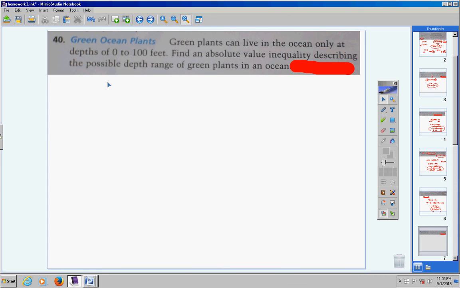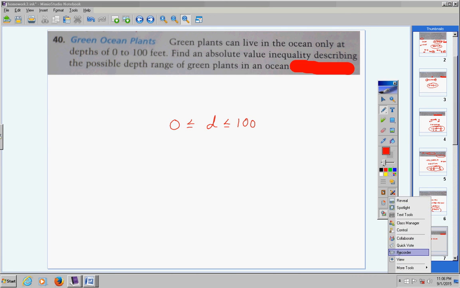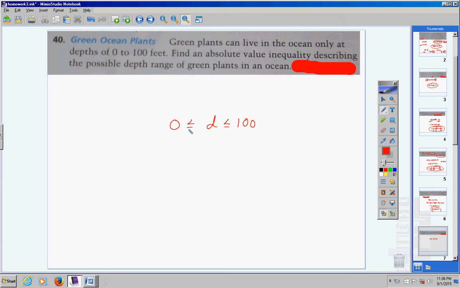Okay, number 40. Green plants can live in the ocean from 0 to 100 feet. Find an absolute value inequality that describes this. Okay, no problem. Here we go. So I'm going to put D for depth. So my depth has to be, now it says they can live at depths of 0 to 100. To me, that's inclusive. So your D has to be less than or equal to 100, or greater than or equal to 0. So your depth has to be greater than 0, less than 100.